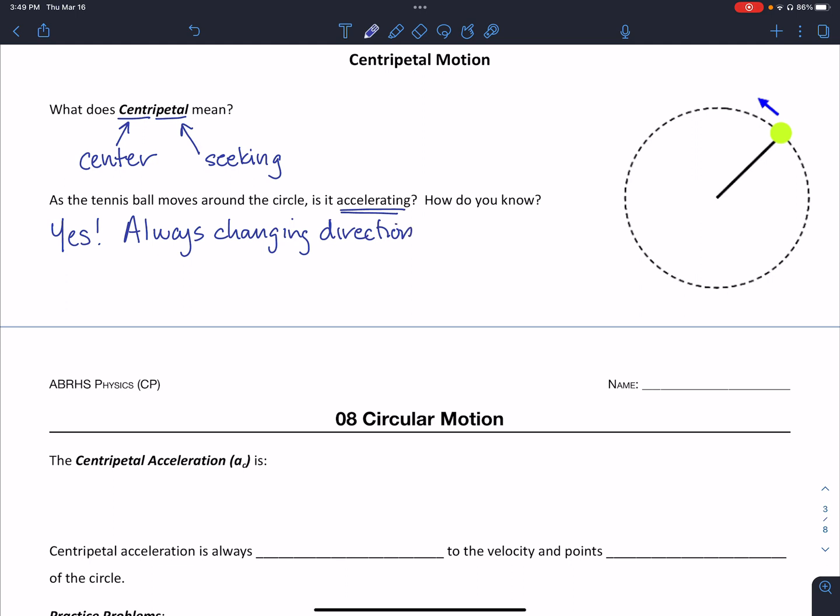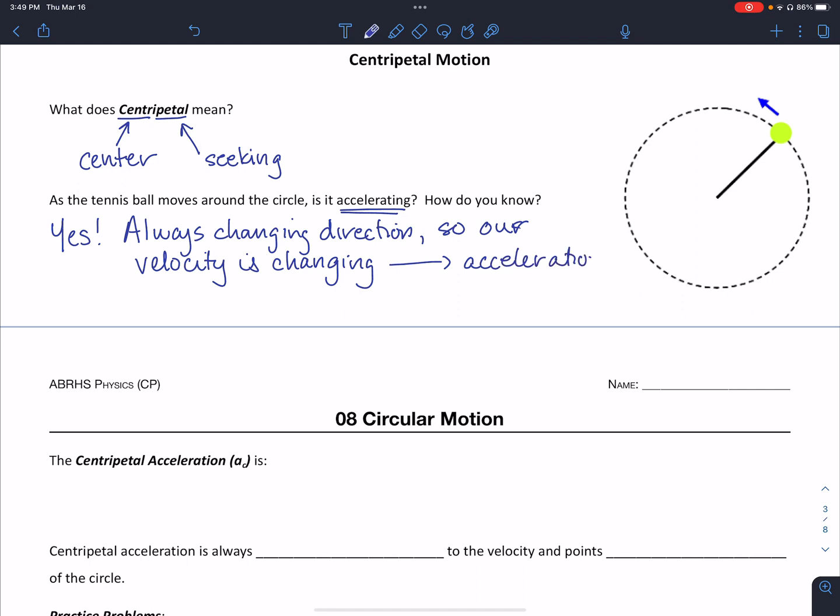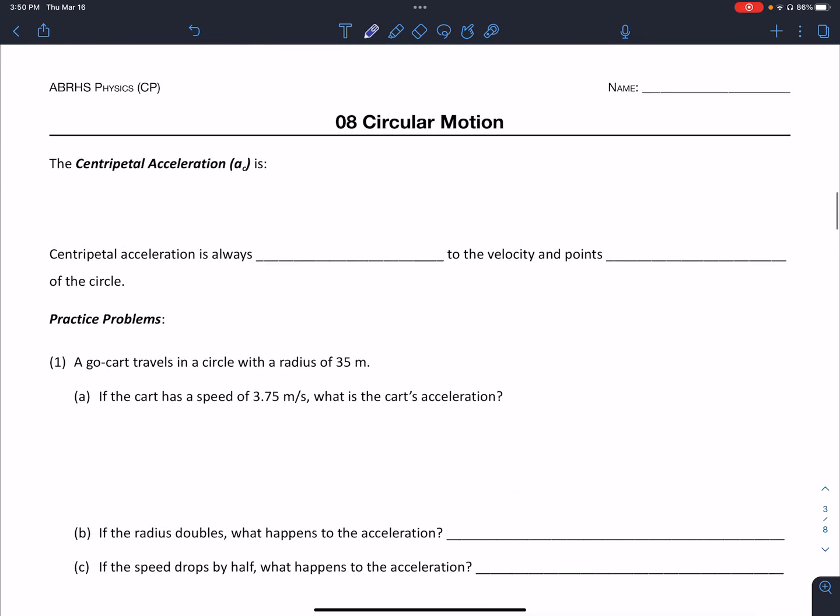If we're changing direction, then our velocity is also changing. And we know that things with changing velocity have acceleration. So any object moving in a circular path has to be accelerating, no option. Because of that, we've got changing velocity, which means acceleration. So let's talk specifically about centripetal acceleration.